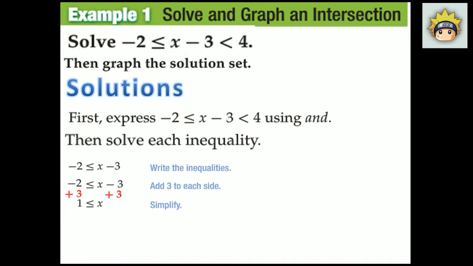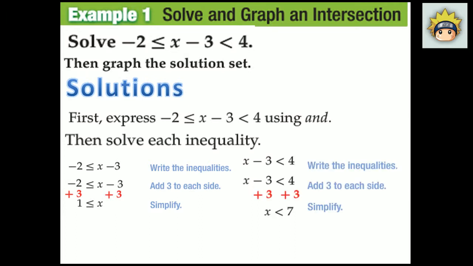or equal to 1. Then the second inequality, x minus 3 is less than 4. You have to add 3 to both sides and simplify. So it becomes x is less than 7. Do you see how you have two different answers? It is because these are two different inequalities. You have this inequality and you have this inequality. That is why there are two solutions.